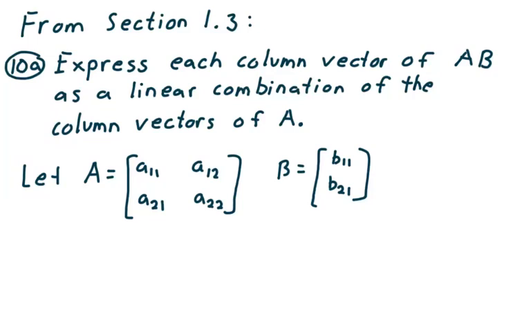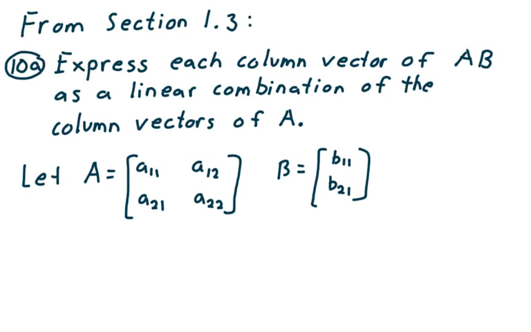This is a video from section 1.3 in a linear algebra class. Let's take a look at 10a. It says, express each column vector of AB as a linear combination of the column vectors of A. Let's take a look at a specific example to get a feel for what this problem is asking.